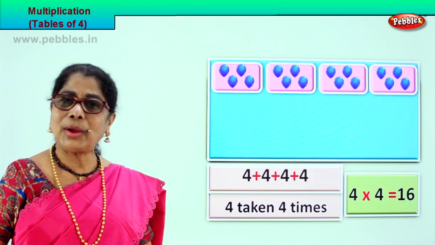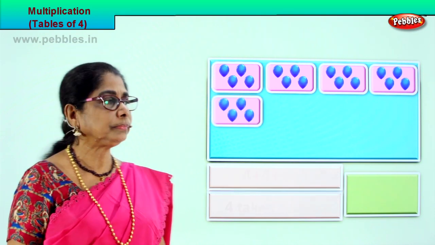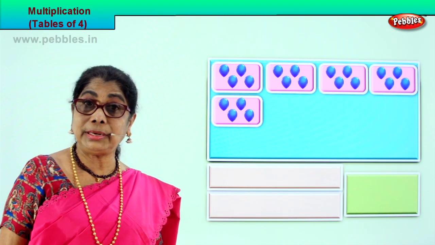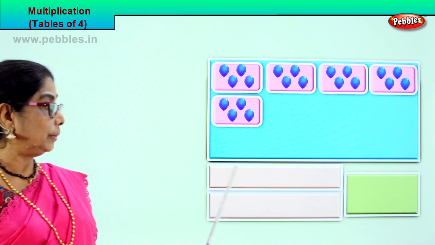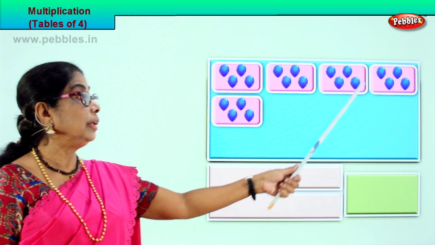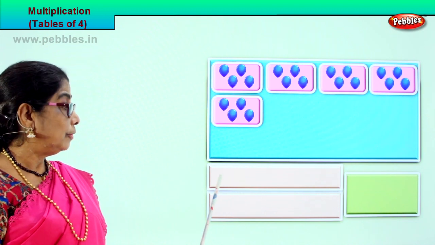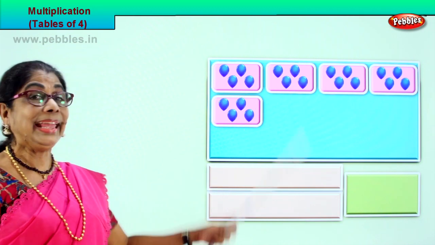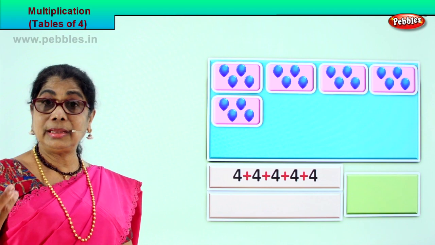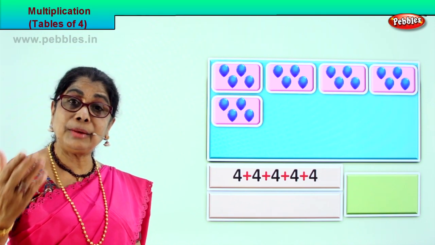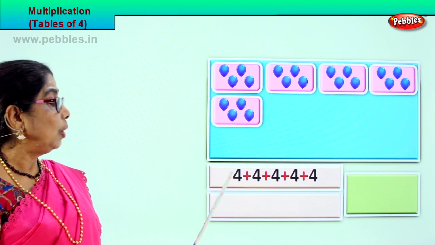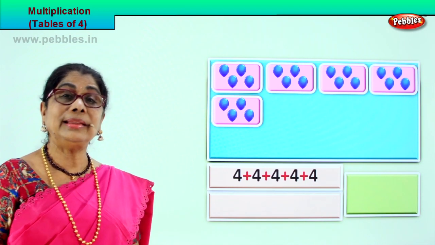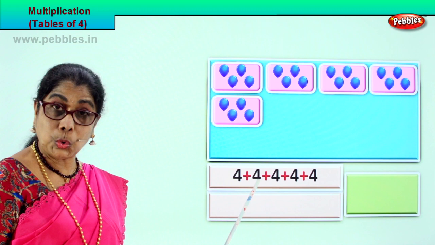Good. Shall we look at another grouping of 4? Look. 1, 2, 3, 4, 5. 4 taken how many times? 5 times. Now, 1, 2, 3, 4, 5. So we add 4 plus 4 plus 4 plus 4 plus 4. Now, in multiplication, it is simply repeated addition. So we add 1, 2, 3, 4, 5. 4 added 5 times.